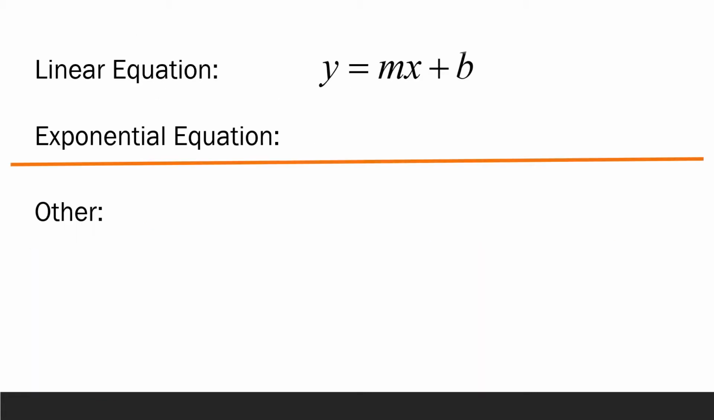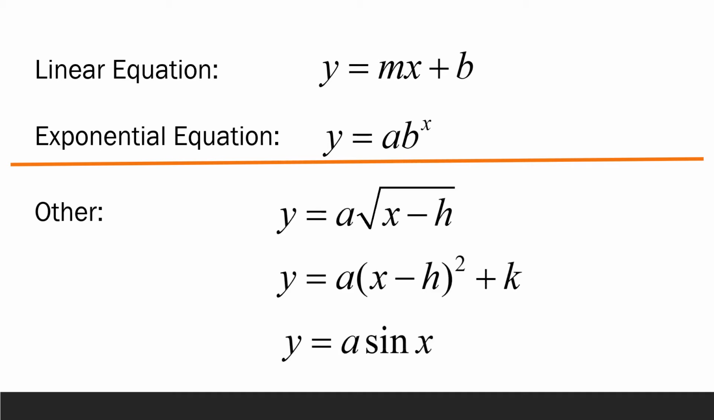So a linear equation will always have the form y equals mx plus b. An exponential equation will have the form y equals a b to the x. If it's anything besides those two forms, it would just be considered other. So let's take a look at a few and see if we can decide whether it's linear, exponential, or neither.